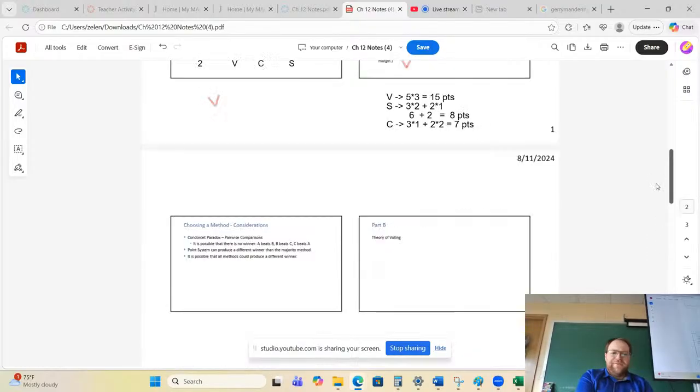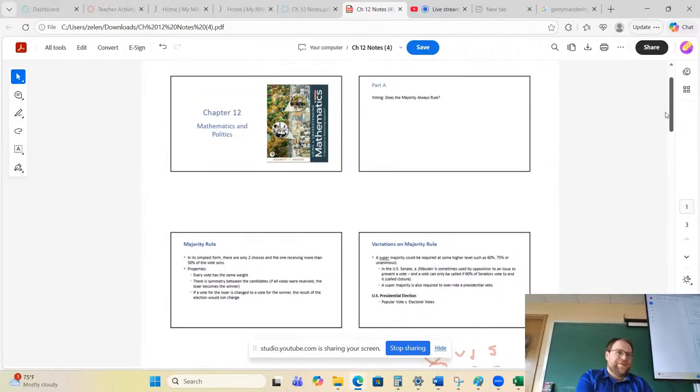But any questions on any of the voting theory or how it works with determining a winner?